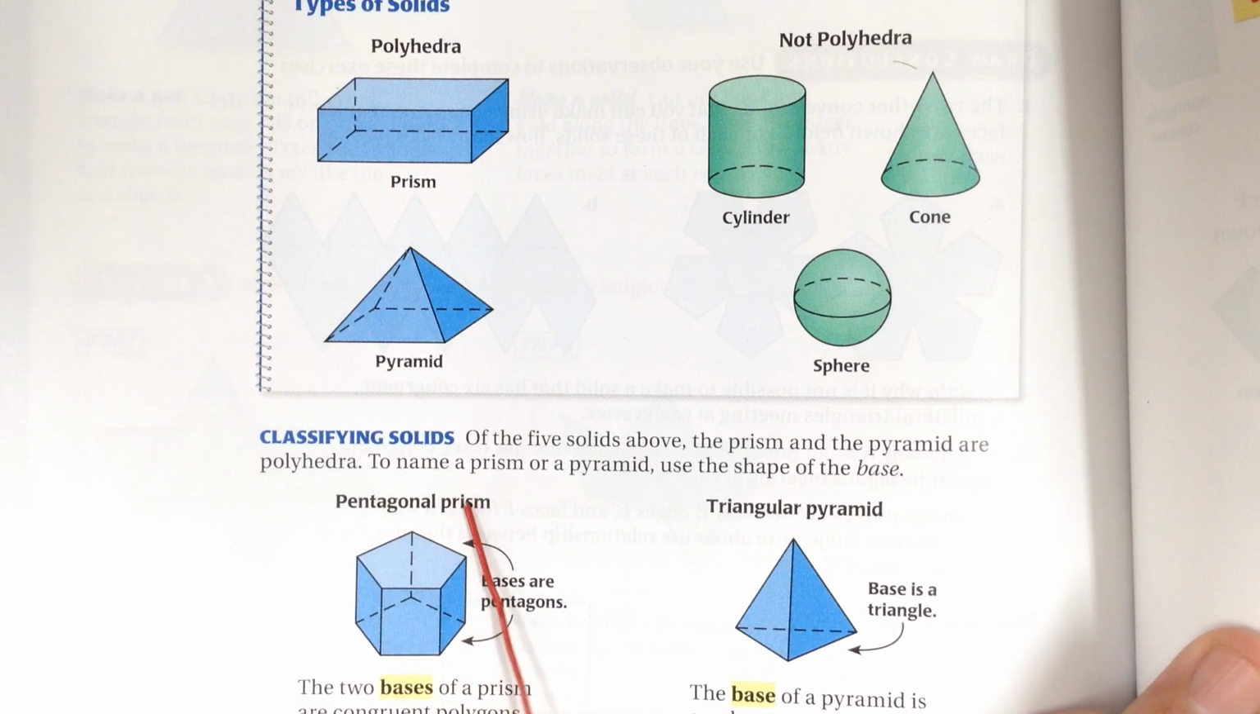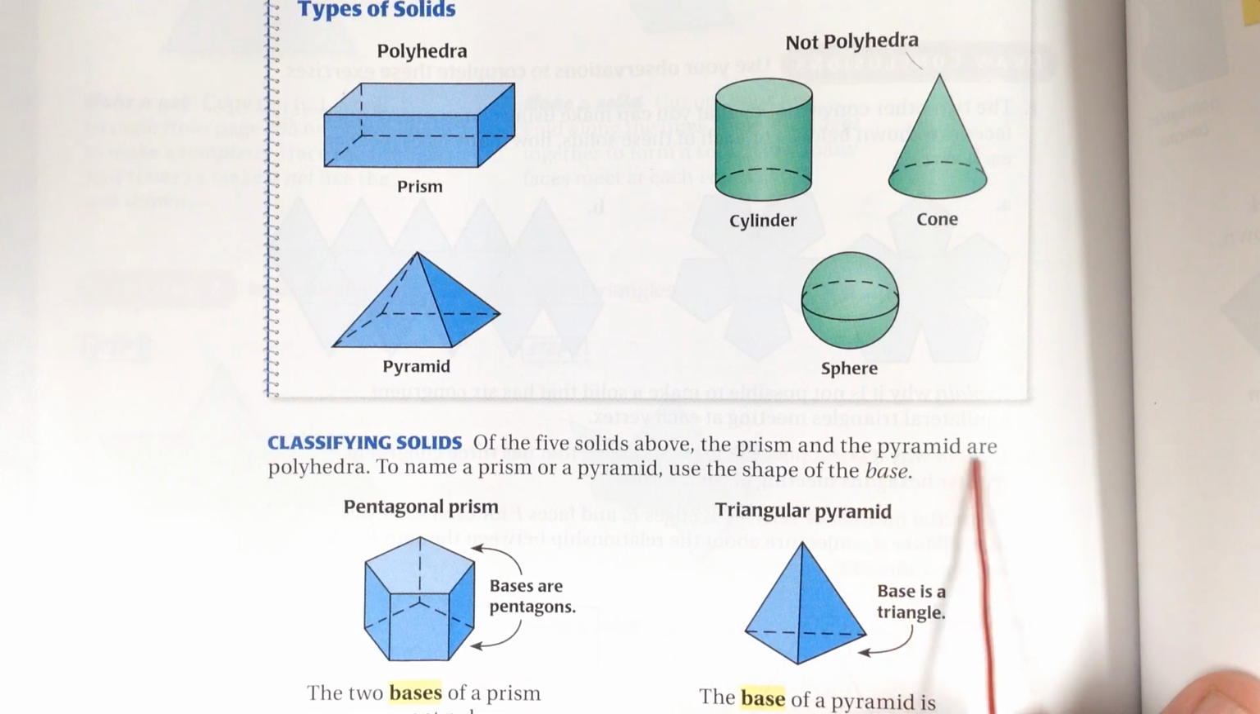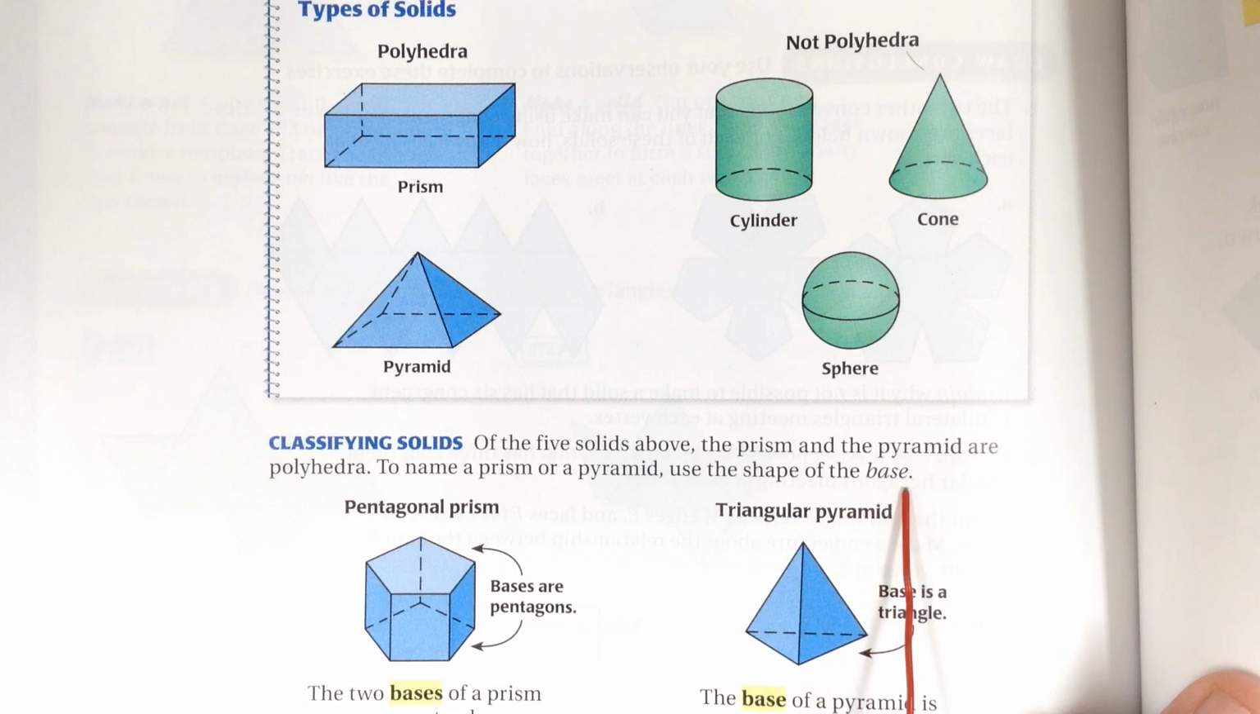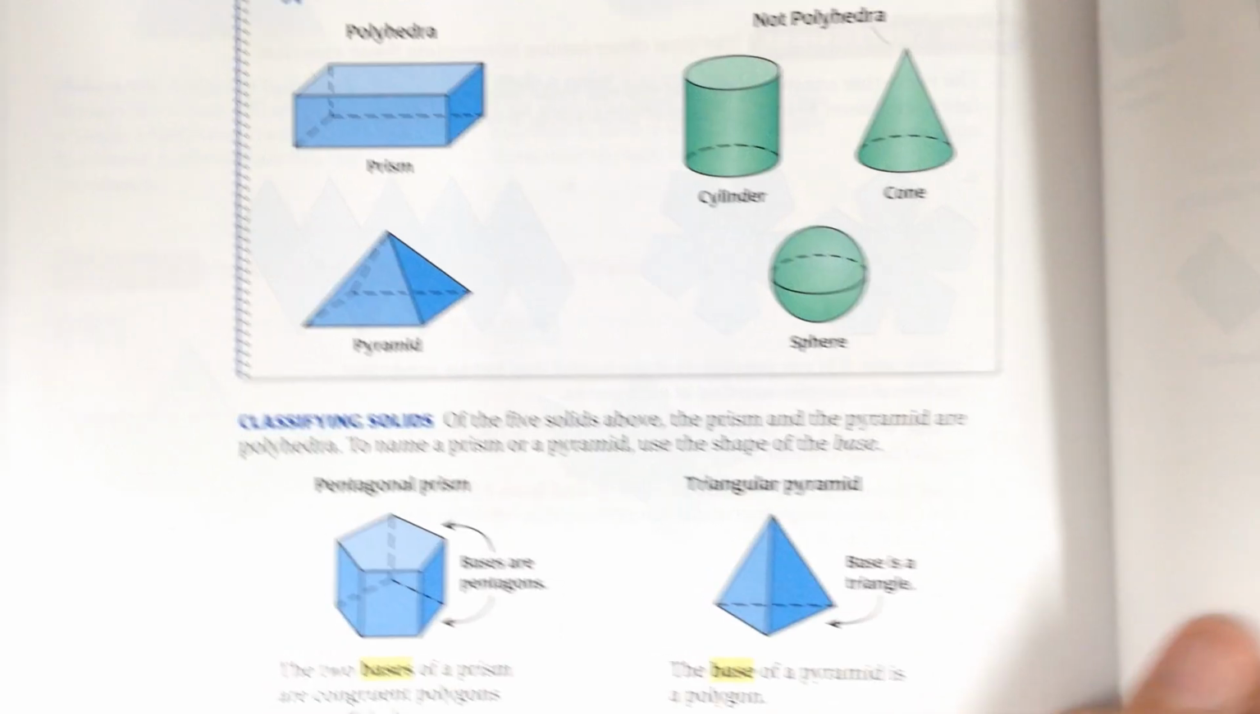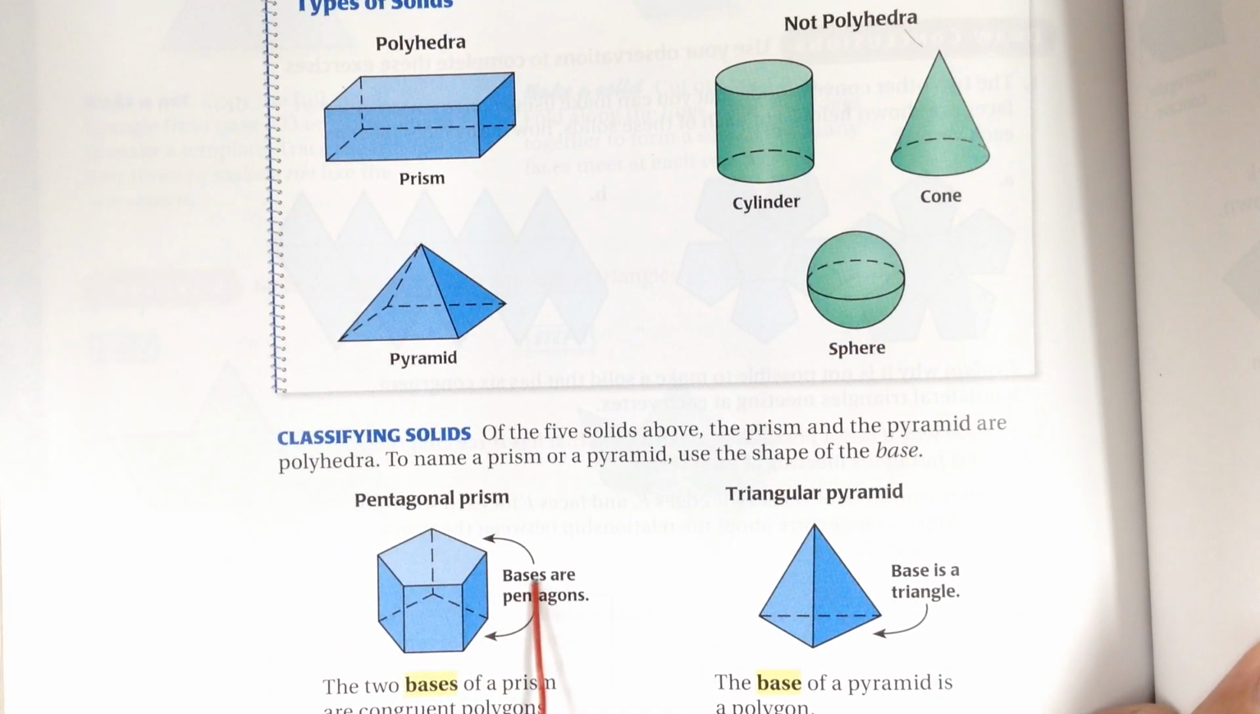Okay, classify solids. Of the 5 solids above, the prism and the pyramid are polyhedrons. To name a prism or pyramid, use the shape of the base. So again, the base is the one you're going to use to name it. So look over here. This is a pentagonal prism, because the base is a pentagon. So the first word came from pentagon, based on the base, and it goes straight up, so it's a prism. Now if it's going to have a pointed top, then it's a pyramid.